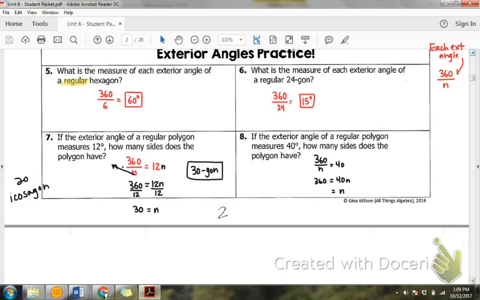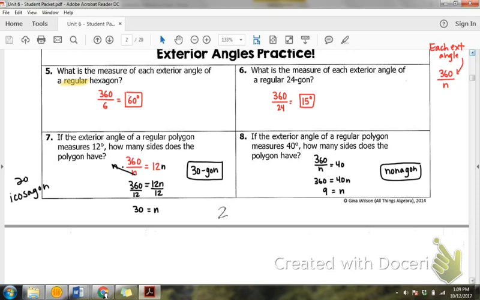What's a 9-sided figure called, Benny? A nonagon. Except it's non, not not. A nonagon. Okay? Questions on that?